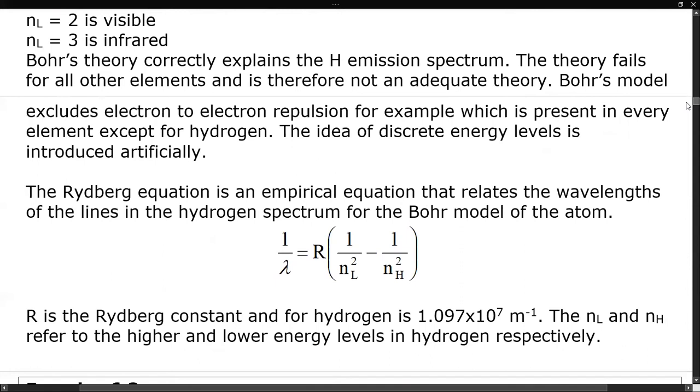Now, Rydberg comes along, and for the Bohr model of the atom, you can calculate the wavelengths of the lines in the hydrogen spectrum, where 1 over lambda is equal to an R constant times the quantity 1 over the lower n squared minus 1 over the higher n squared. We do low minus high. That way you always get a positive number for your wavelength.